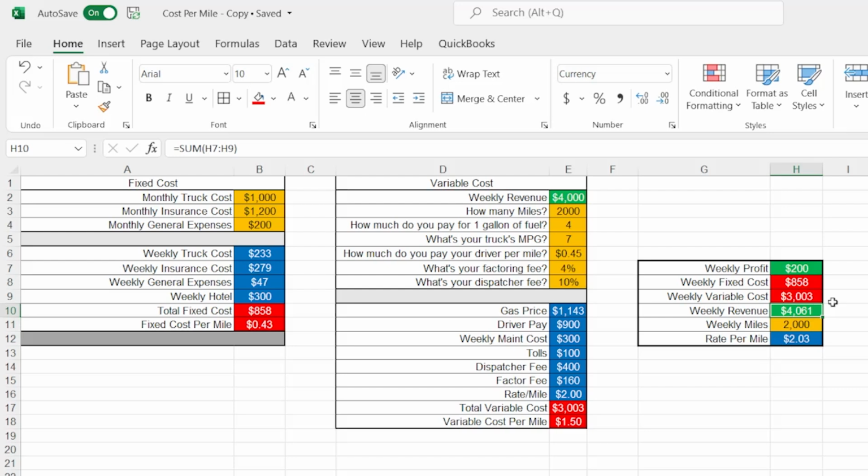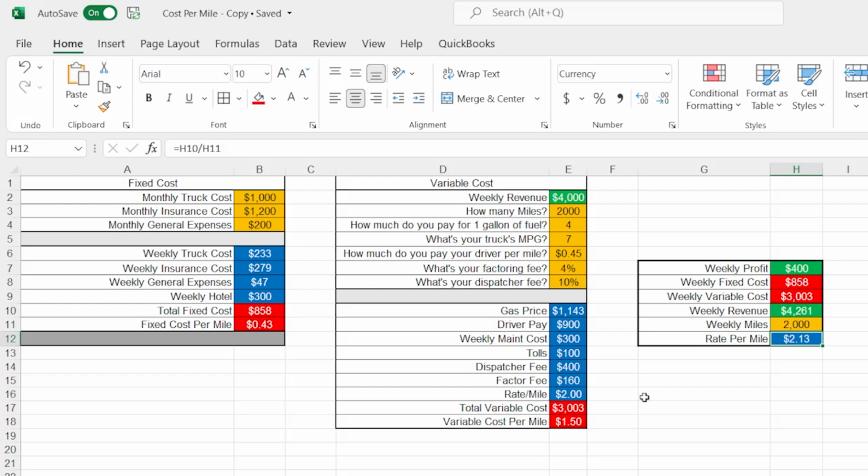Let's just say you, as an owner, you're paying your driver $900 a week. You want to make $400 a week as an owner of this business. You're not driving, you're not dispatching, you're just buying the truck, hiring a driver, hiring a dispatcher, and managing the business, and you want to profit $400 per week. With that information, you know you need to charge $2.13 per mile.